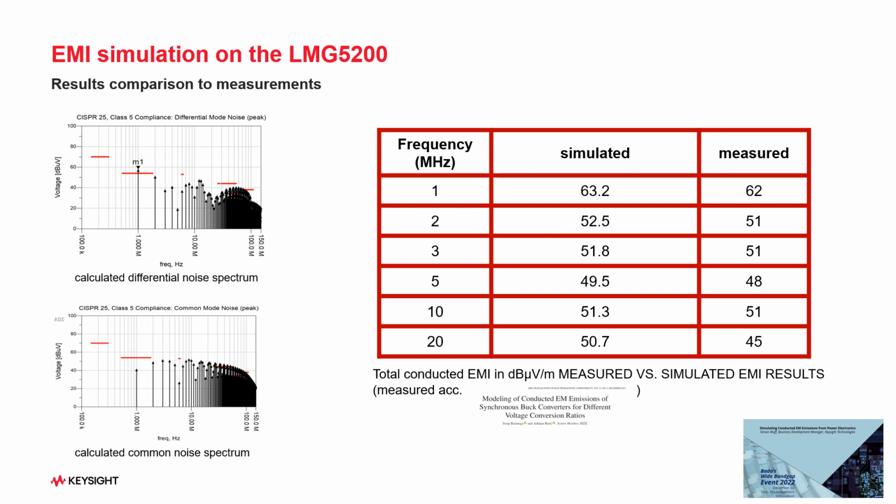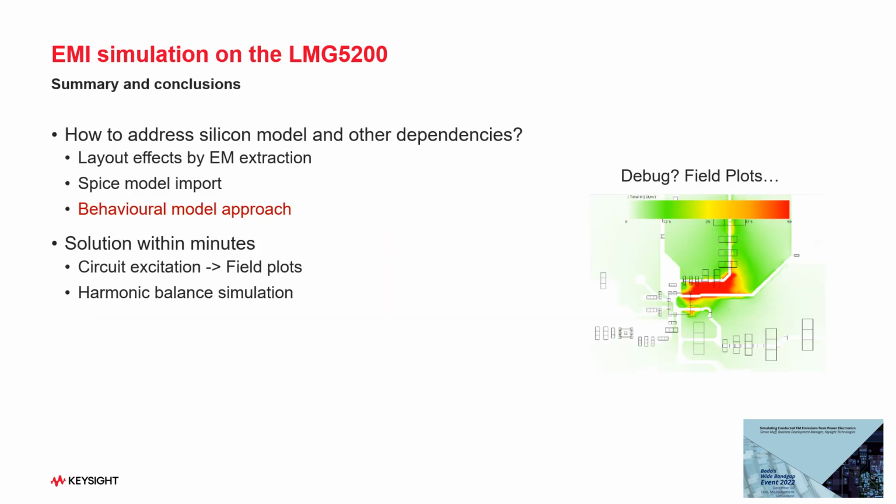An additional advantage is that you can debug your design in simulation. Look whether this is coming from the switching or from the routing, and you can see all these layout effects by extraction. You can make it more accurate, of course, if you replace the shown behavioral models by a SPICE model and do the same. Here we focus on the behavioral fast approach because the accuracy is pretty good. You have those results with the harmonic balance simulator within minutes, and with the field plots you can easily improve your design.